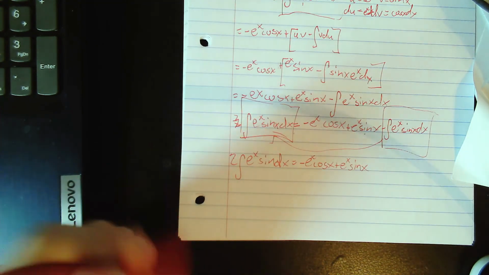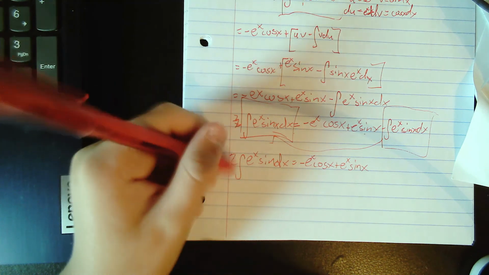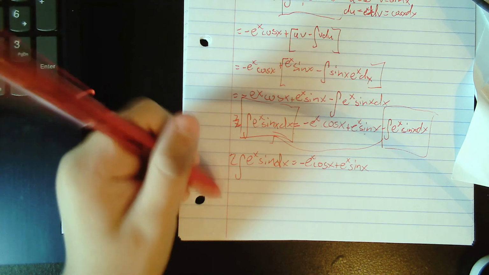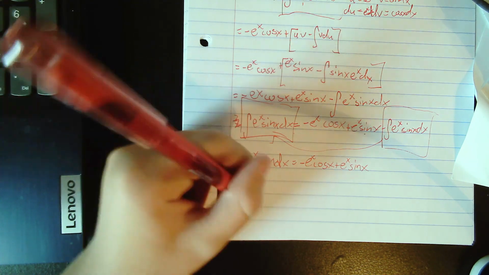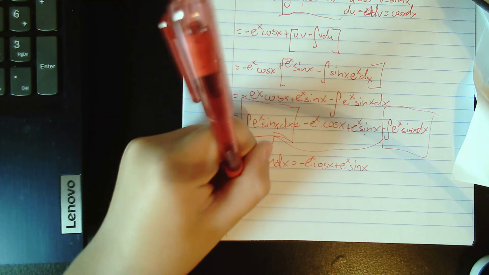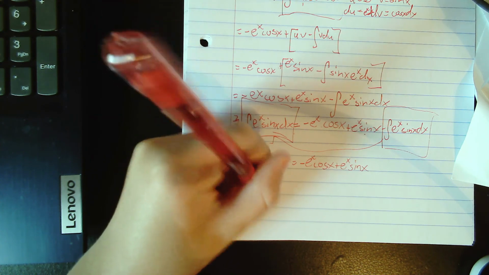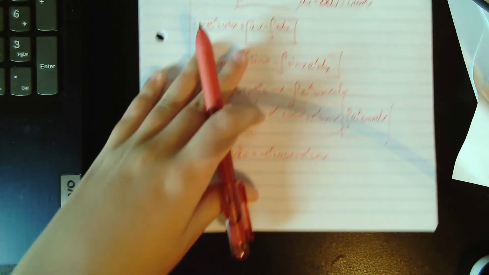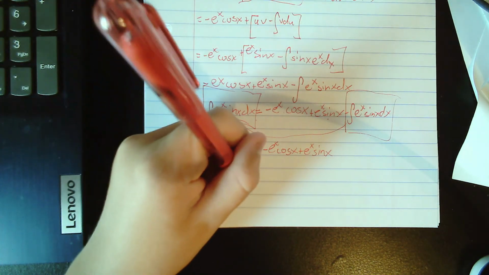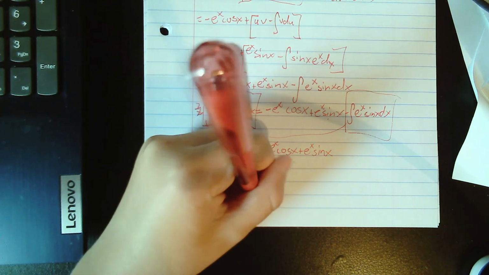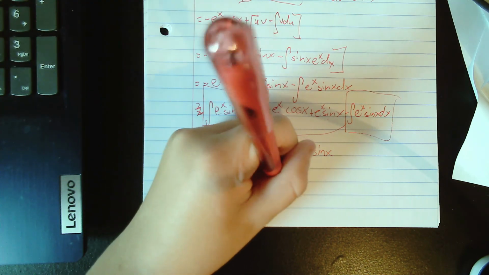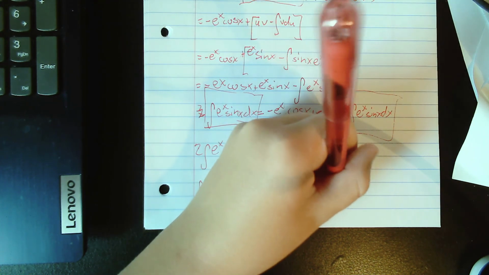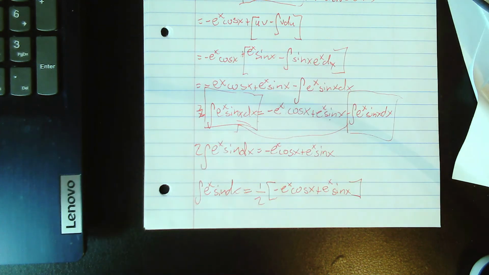Right, so the final step for our solution is we're going to take this and divide each side by 2. So it's going to be the integral of e to the x sine of x dx, which, again, if you'll notice, is actually our starting problem. This is how we're solving this one a little differently. It is equal to 1/2 bracket of minus e to the x cosine of x plus e to the x sine of x. And that is our final solution.